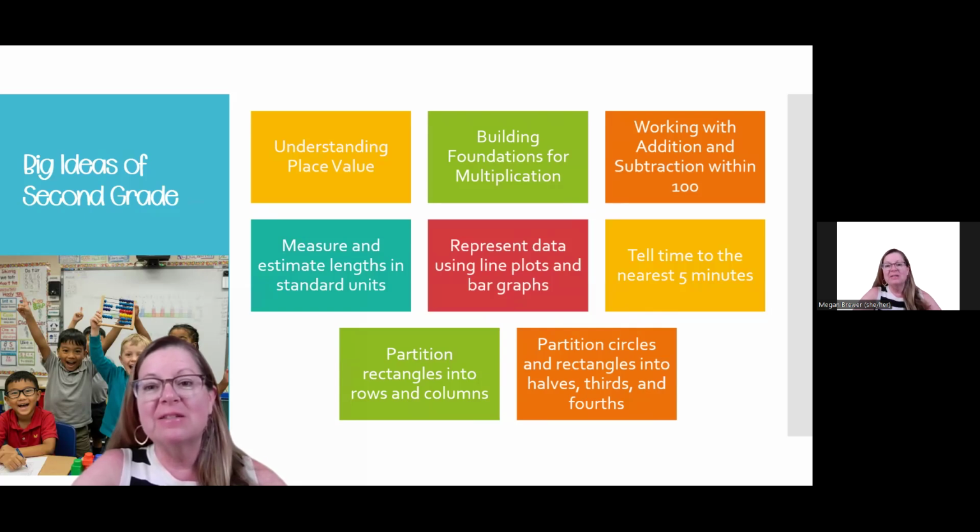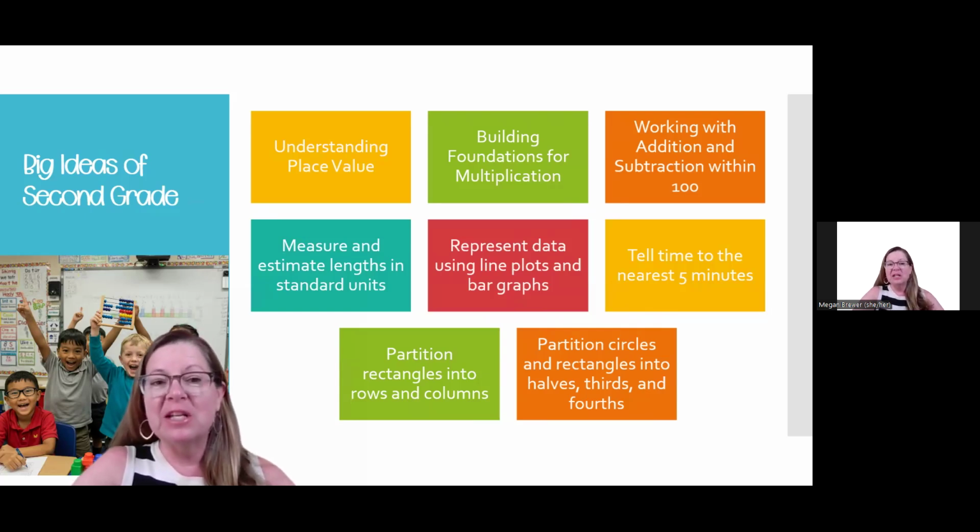Here are some of the big ideas of second grade math, which are going to help us focus in on what math tools are most important to include. Understanding place value, building foundations for multiplication, working with addition and subtraction within 100, measure and estimate lengths in standard units, representing data using line plots and bar graphs, tell time to the nearest 5 minutes, partition rectangles into rows and columns, partition circles and rectangles into halves, thirds, and fourths.